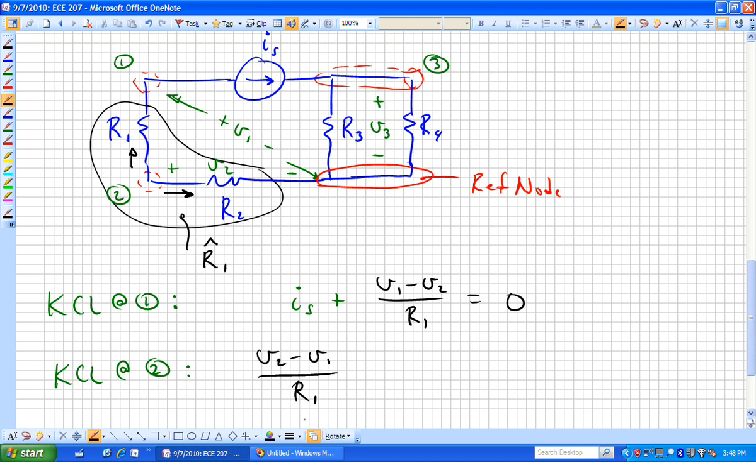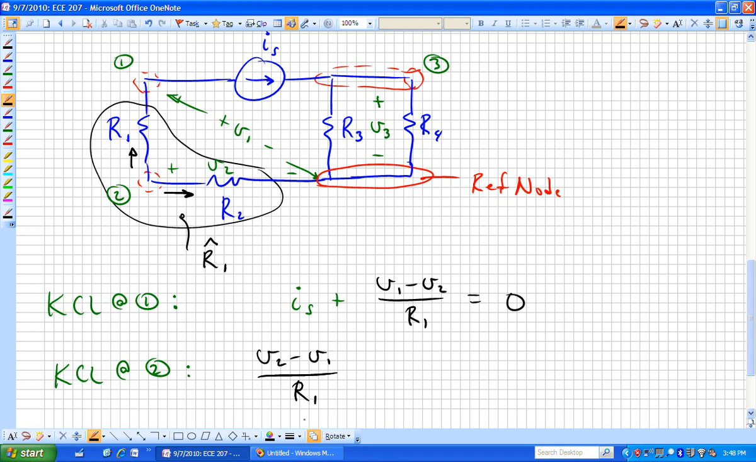10 minus 5, well, maybe those are bad numbers because their difference equals one of the numbers. So V2 is 10, V1 is 3. Their difference is 7, but it's positive. 7 divided by R sub 1 will give me something going up. That would give me a current going up. Does that help?